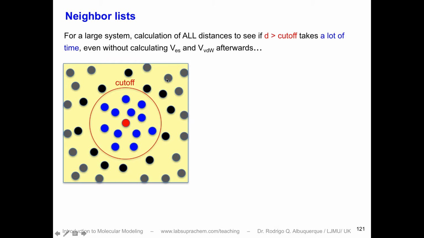But in order to know, for instance, if this black atom is close enough to the central red atom, we need to compute the distance between the central red atom and this black atom. And in fact, we need to compute all distances between all pairs of atoms inside the system. You can imagine if you have hundreds or thousands of atoms, this can take quite a time.